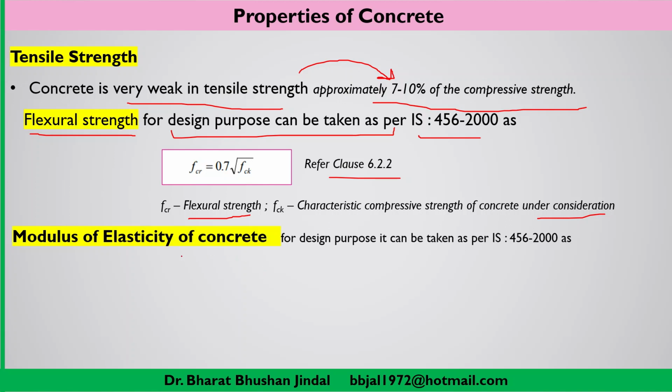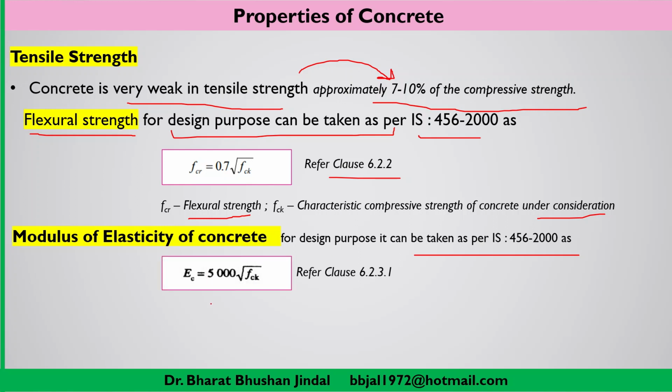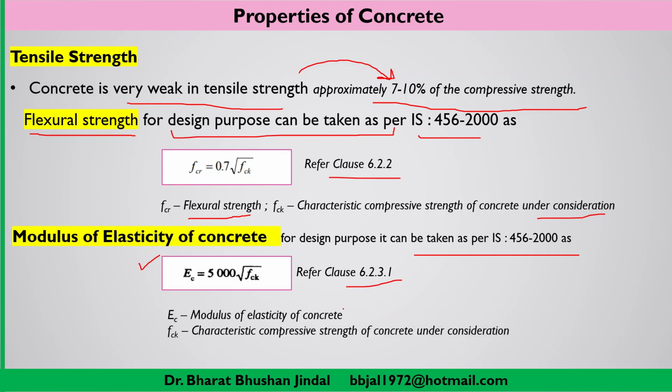Now another important property of concrete is the modulus of elasticity of concrete. Again, for design purposes, the code has given some information, and the code has recommended this formula to estimate the elastic modulus, that means modulus of elasticity. Ec is the modulus of elasticity of concrete, and that is given by this formula: 5000 square root of fck. For this you can refer to clause number 6.2.3.1. So Ec is the modulus of elasticity of concrete and fck is the characteristic compressive strength of concrete under consideration.